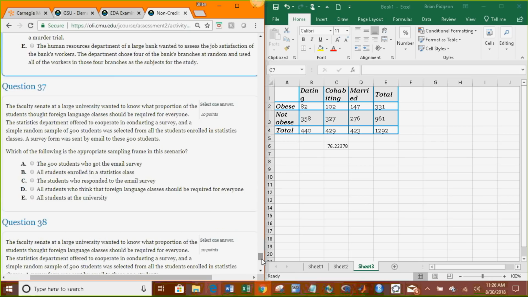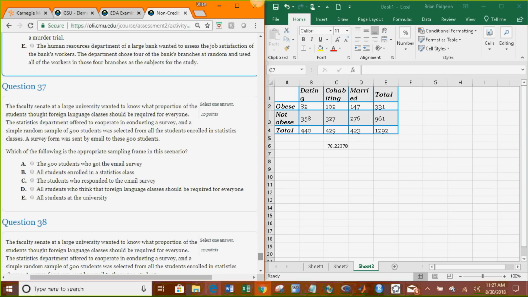Okay, the faculty senate at a large university wanted to know what proportion of these students thought a foreign language class should be required for everyone. The statistics department offered to cooperate in conducting a survey, and a simple random sample of 500 students was selected from all the students enrolled. A survey form was sent by email to these 500 students. Which of the following is the appropriate sampling frame in this scenario?